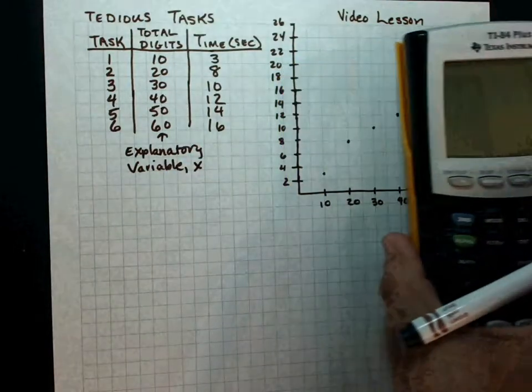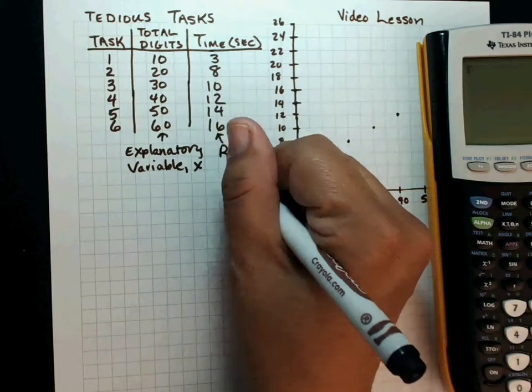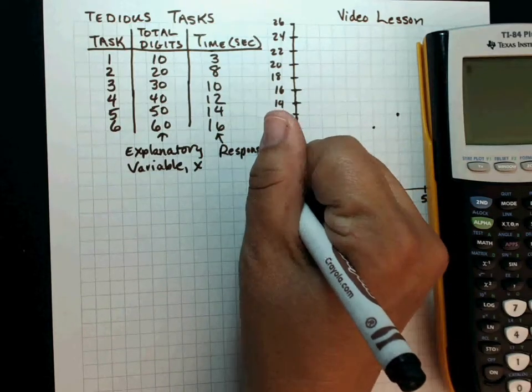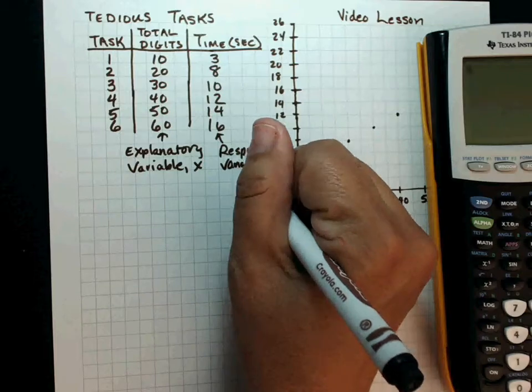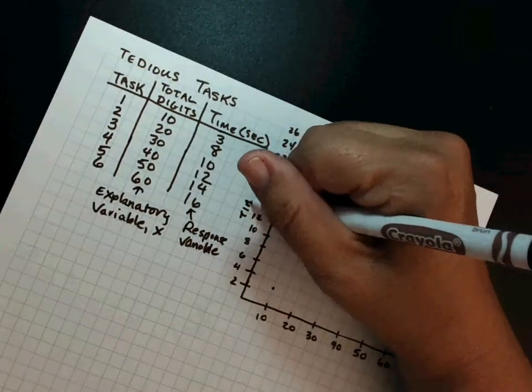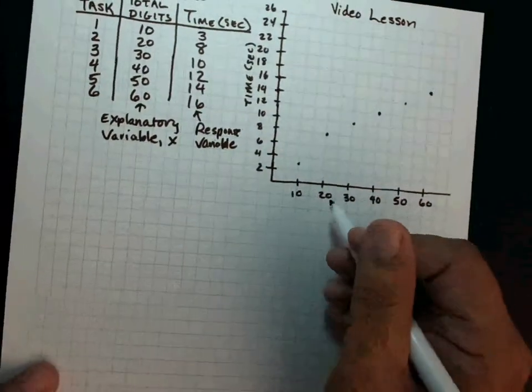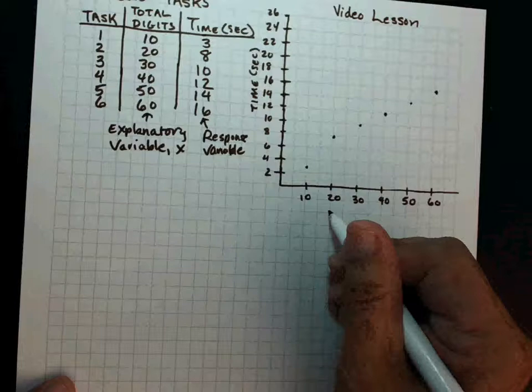All right? And then what we're recording here is the response, which is the time. And I should really write on here time in seconds. Always good to label your axes. And digits.